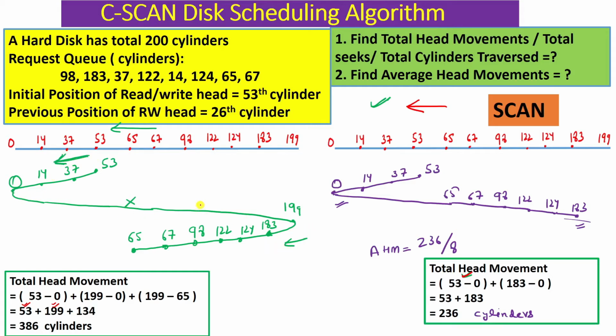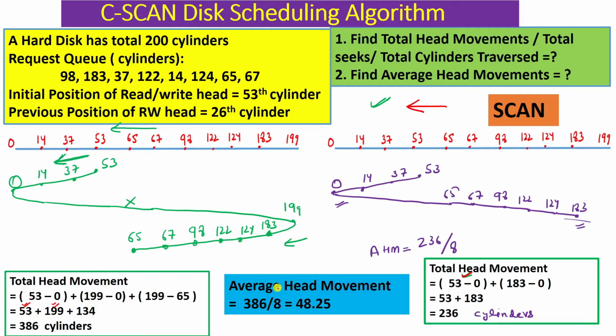Now let's understand the motivation behind the C-SCAN algorithm, or why it was introduced. Although we see that we have more head movements in the C-SCAN algorithm, before this let me tell you the average number of head movements: 386 divided by 8, that is 48.25. So let's start with the motivation behind the introduction of the C-SCAN disk scheduling algorithm.